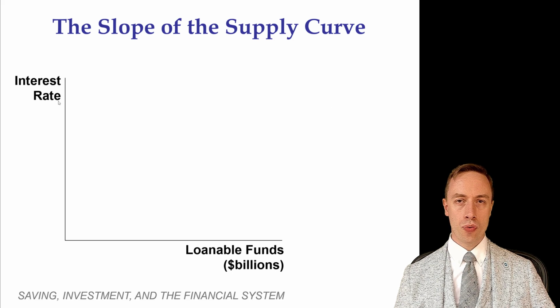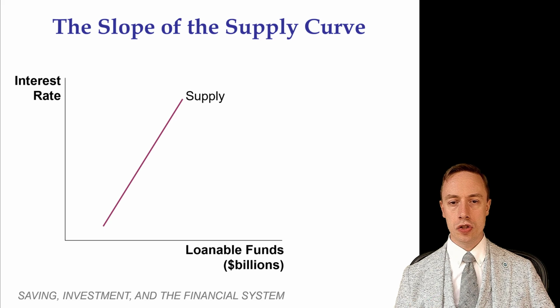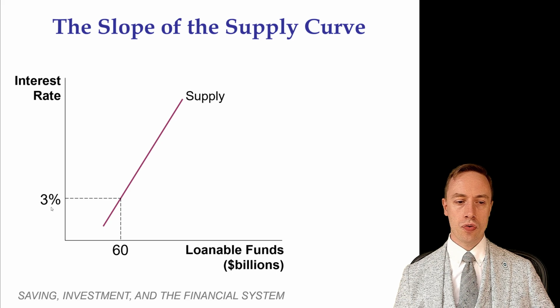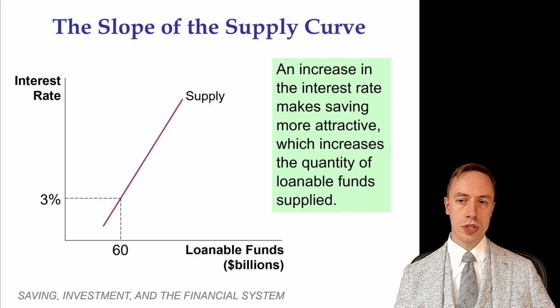So depending on what that reward, that payment, that interest rate is, our suppliers are going to change how much they supply into the market, how much they save. This relationship between the interest rate and the quantity of loanable funds supplied is referred to as a supply curve. You should expect this relationship to be positive, meaning for the line to be upward sloping. What that represents is if there's a change in the interest rate, the quantity of loanable funds supplied moves in the same direction. Let's say currently the interest rate is 3% and our savers are supplying $60 billion of loanable funds. The upward slope of the supply curve represents the following.